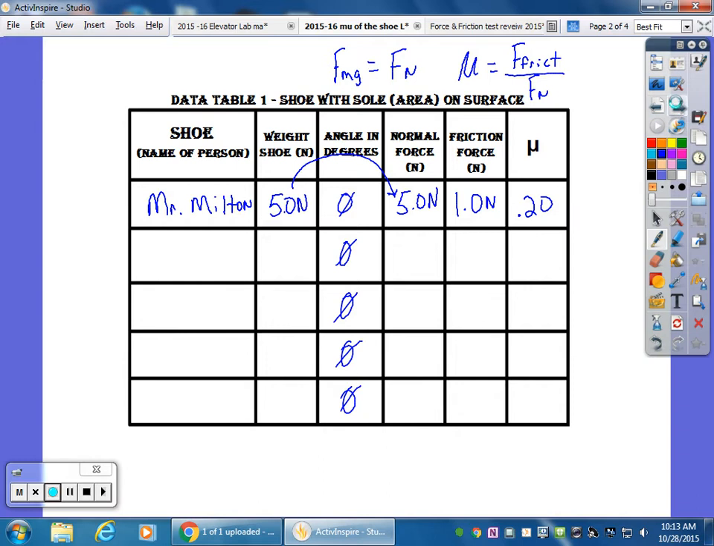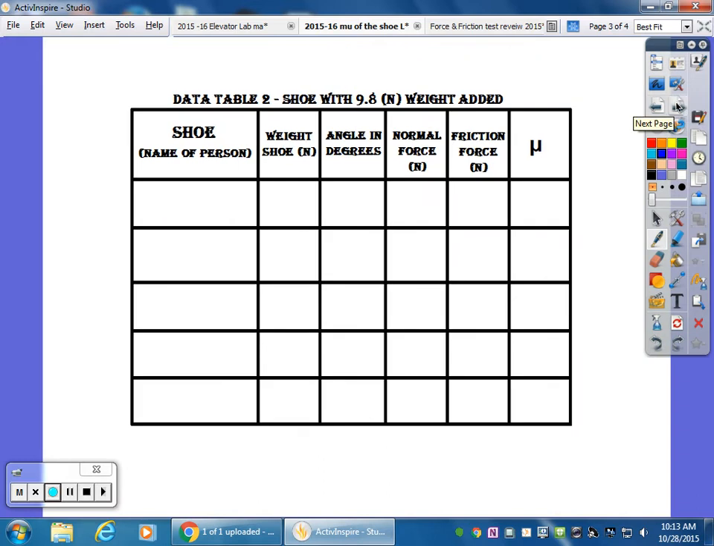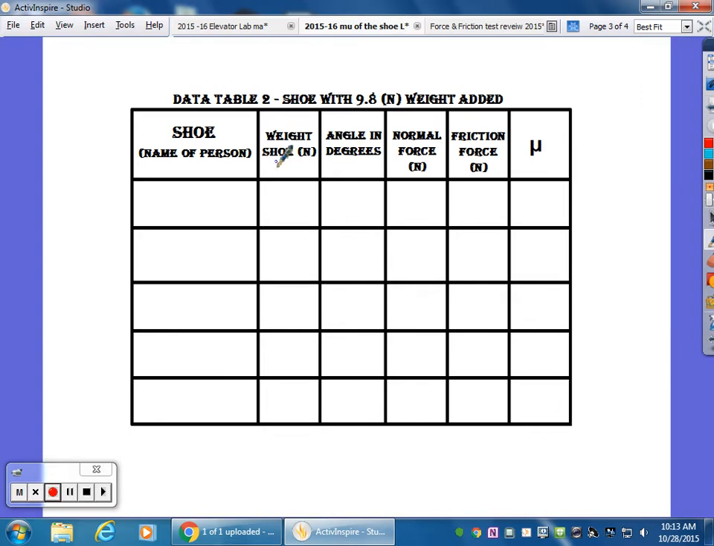In terms of the second data table, for the weight of the shoe, we added a 1 kilogram weight, which has a weight of 9.8 newtons. We take the weight of the shoe from our first data table, the weight without the added weight, and add 9.8 to it. Since mine was 5, 9.8 plus 5 gives me 14.8 newtons. That's going to be the weight of my shoe there.